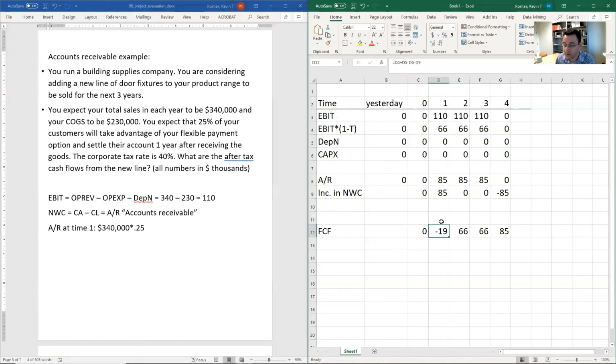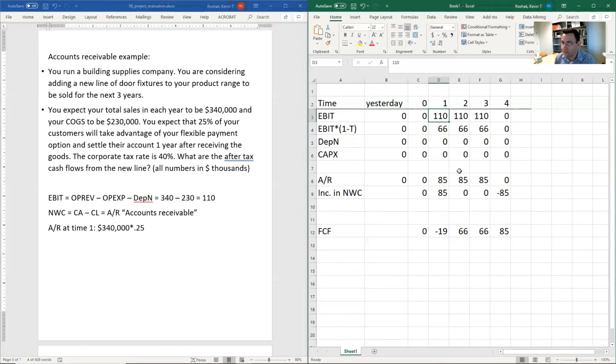Time one is kind of interesting. We sold a lot. We made a lot of profit at time one, right? 110 in profit, but our cash flow is actually minus 19. Okay. How did that happen? Well, 25% of our customers didn't pay us back. You think that's not that big, right? 75% paid right away.